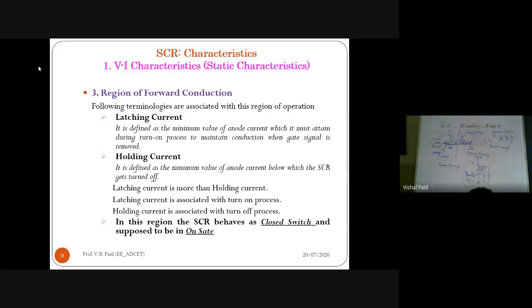After holding current, the SCR is as if turned off. Latching current is more than the holding current. Latching current is associated with the turn on process and holding current is associated with the turn off process.